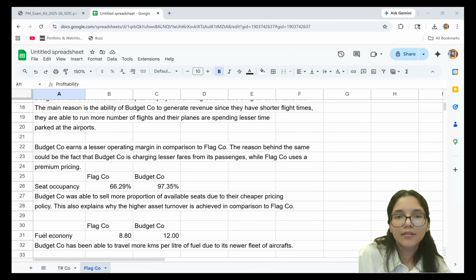Fuel economy is not in dollar or percentage. Fuel economy, this is how much kilometers you have driven, kilometers using 1 liter of oil, Ritika.